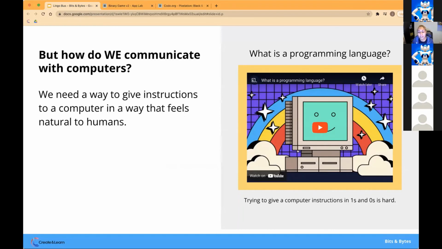What programming languages do you guys know? You can put it in the chat. What are some programming languages that you know? JavaScript, okay. Python, Java, Scratch, HTML, CSS, yeah. A lot of different coding languages. So all of those coding languages allow us to write code so that way we can communicate with the computer and tell the computer what to do.